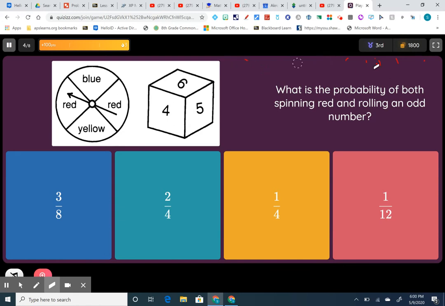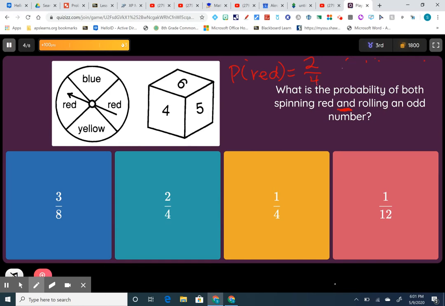We have a spinner and a number cube. What is the probability of both spinning red and rolling an odd? I emphasize the word and because remember, that's kind of the indication that we are now going to multiply these probabilities. So here we go. What do I need? I need a red. There's 2 reds out of 4.